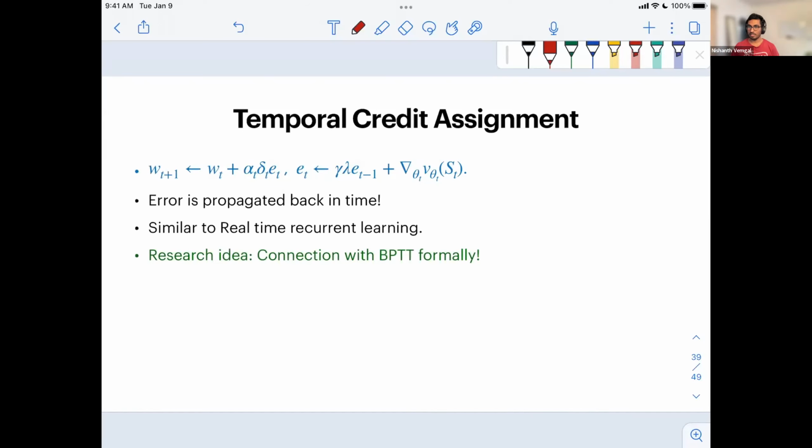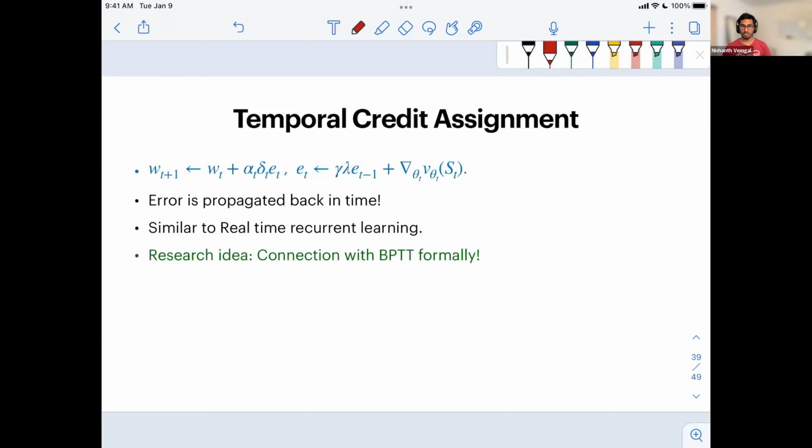So one, there are a couple of research ideas that come to my mind here. One is the connection with backprop through time. As I said, this idea is very similar to real-time recurrent learning, and there could be a connection with backprop through time as well. And this hasn't formally been exploited in any of the works.